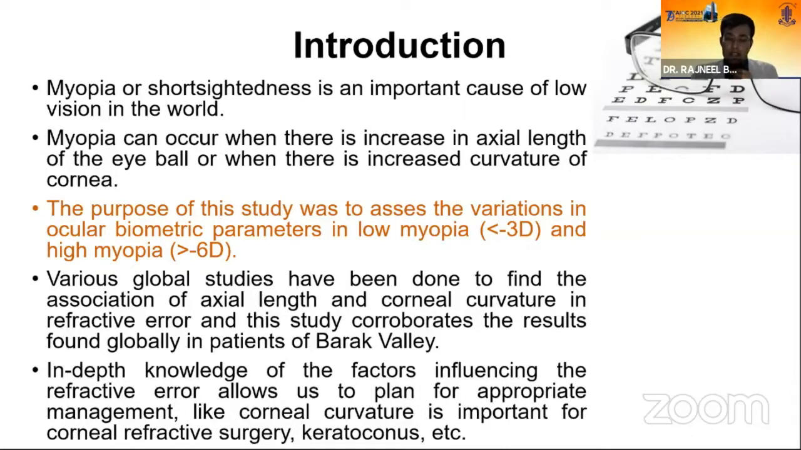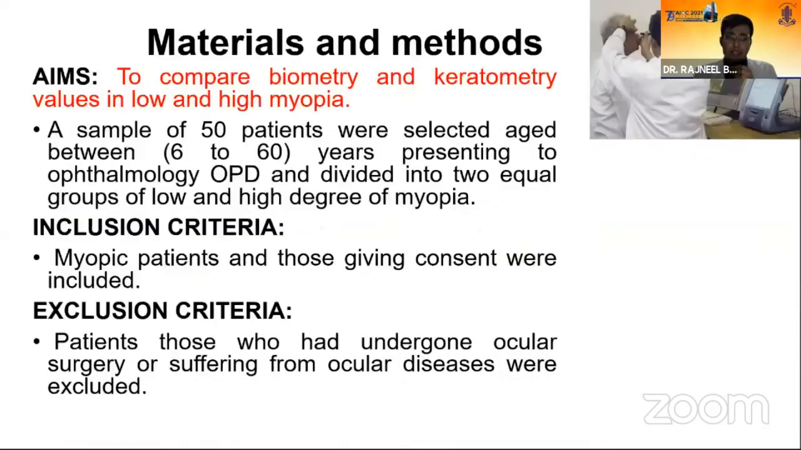Various global studies have been done to find the association of axial length and corneal curvature in refractive error, and this study corroborates the results found globally in patients of Barak Valley. In-depth knowledge of the factors influencing the refractive error allows us to plan for appropriate management, like corneal curvature is important for corneal refractive surgery, keratoconus, etc. The aim of the study was to compare the biometry and keratometry values in low and high myopia.